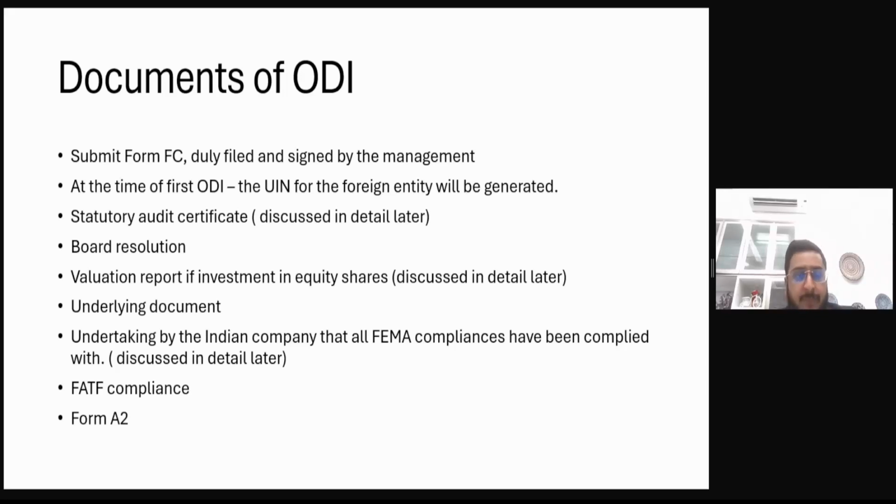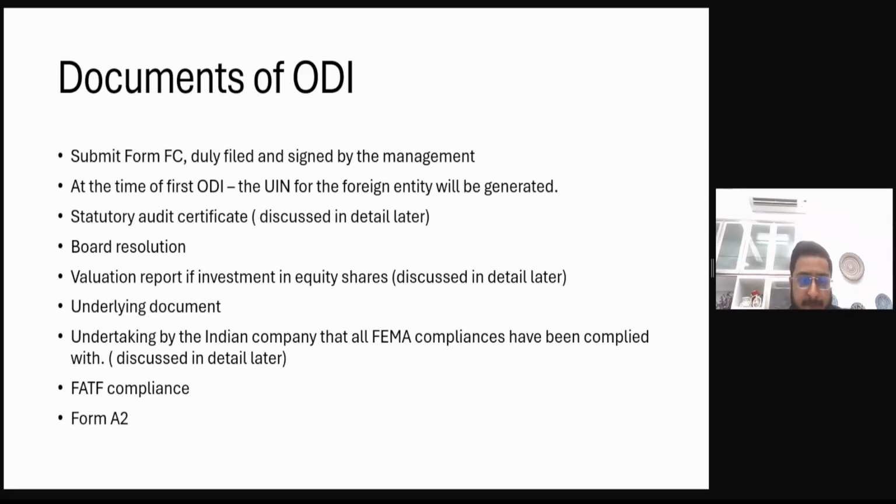And a board resolution is required. When you're making an ODI, a board resolution of the company is required that it wishes to make this ODI. This ODI is done, or the loan is being given, because of the board resolution. You'll also get to know what is the value per share you are investing in. Again, a valuation report is a must.